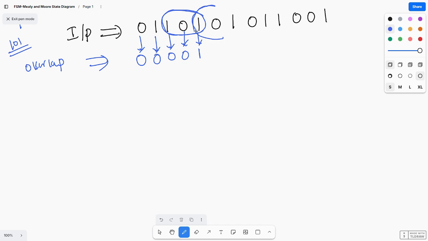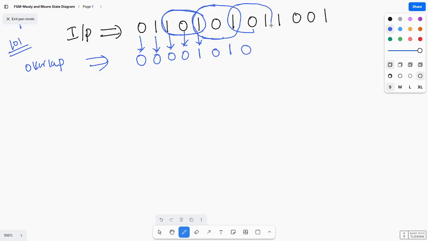So next 1 means 0 only. 1 0 means 0 only, and next 1 0 1, I got the sequence, the output becomes 1. Okay, and the last bit of the sequence becomes the first bit of the sequence. So next, 1 0 means what? 1 0, the output is 0 only.